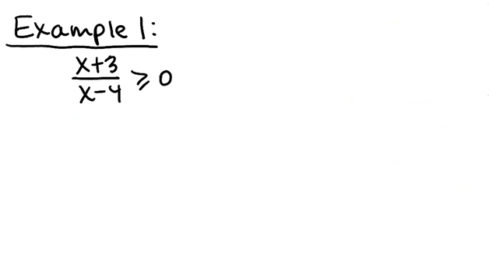Okay, for our first example, we've got a fraction, and we're interested in where it's positive, or at least greater than or equal to 0. And so we've got x plus 3 over x minus 4 is greater than or equal to 0. And the first thing we're going to do is draw ourselves a number line. Now, if the numerator and/or the denominator were not factored, we would need to factor those first. But since they are already as factored as they're going to get, we're good to go.